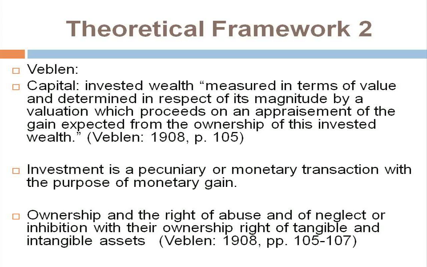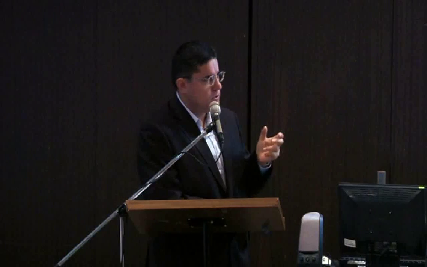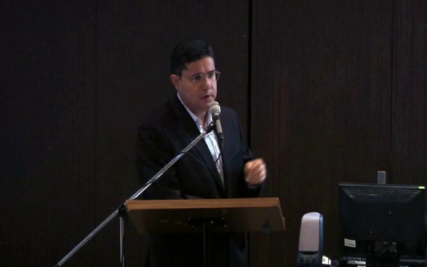And why Veblen? Veblen is important in the sense that he agrees with Marx about the nature of capital. First, that it is an ownership category, and with ownership, investors or the owners have, he argues, the right to abuse, neglect, or inhibit, which are actually against the interest of society. But the ownership gives these rights to the owners of the capital. And capital can be tangible and intangible, but in the first place, capital, again, is a monetary category.